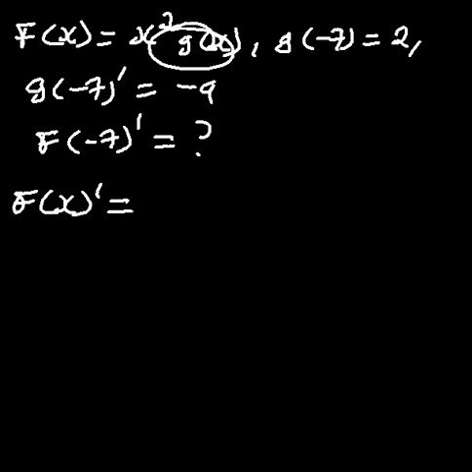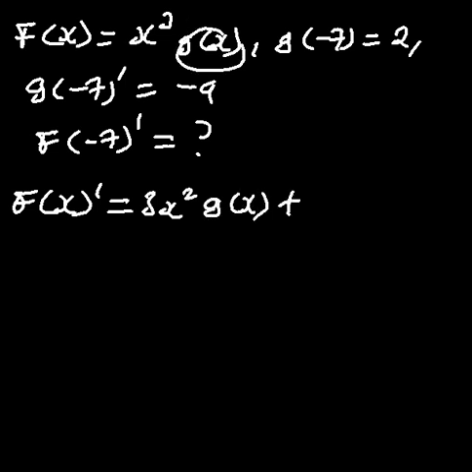In this case, we're going to use the product rule, since we have the product of x cubed and g of x. So using the product rule, we differentiate this one first. That will be given as 3x squared times g of x, plus, what is the derivative of g of x? So we have x to the power 3 times g prime of x. We'll have that.